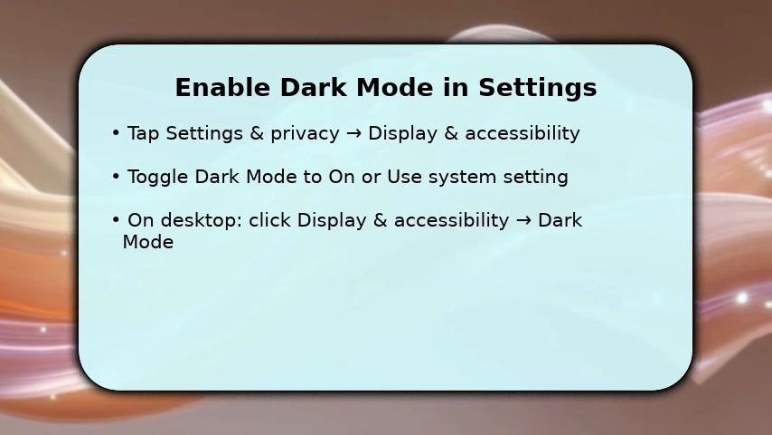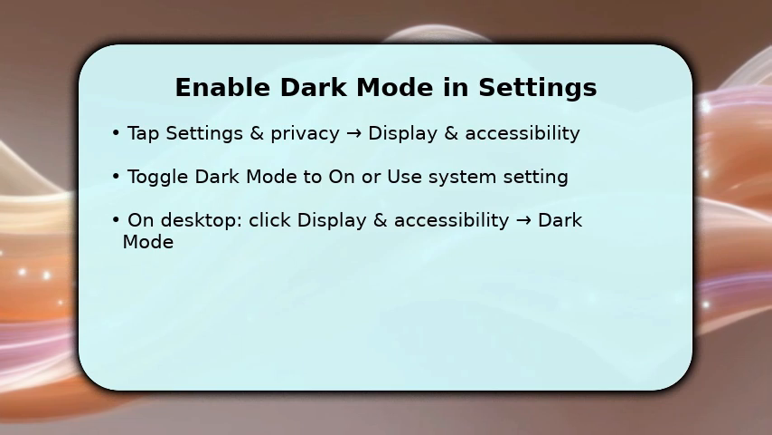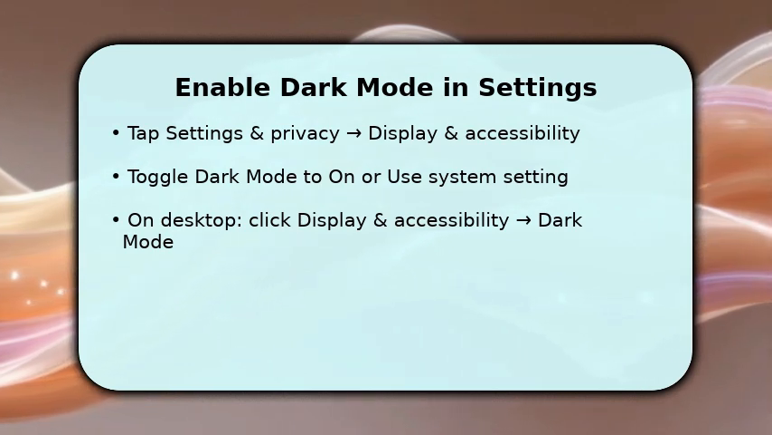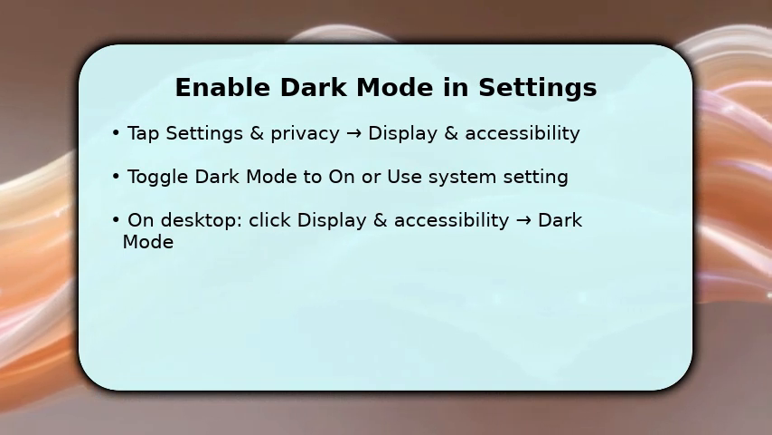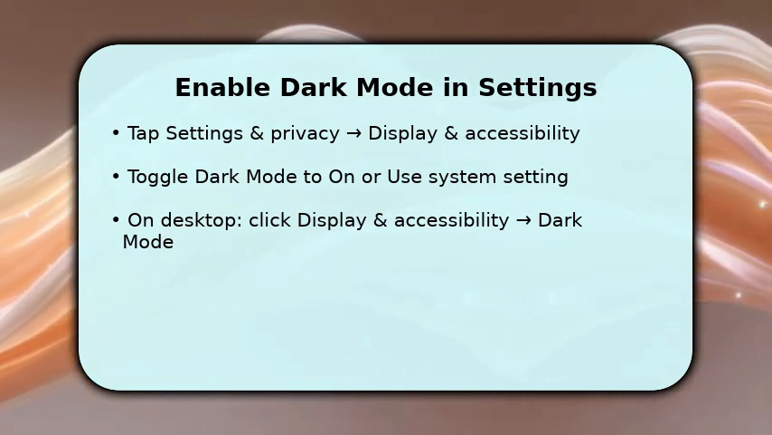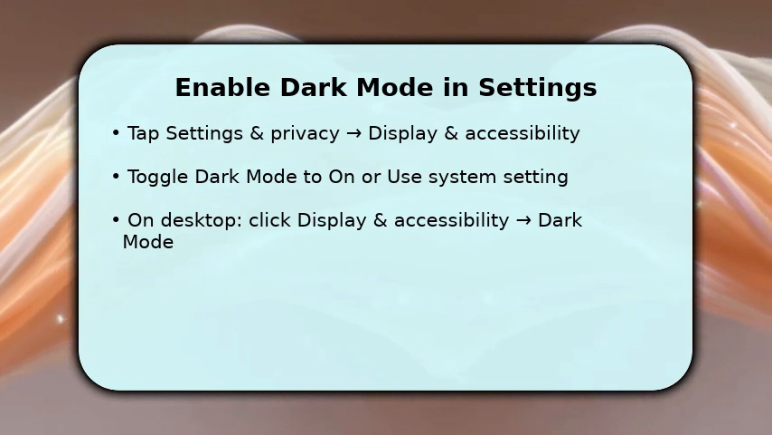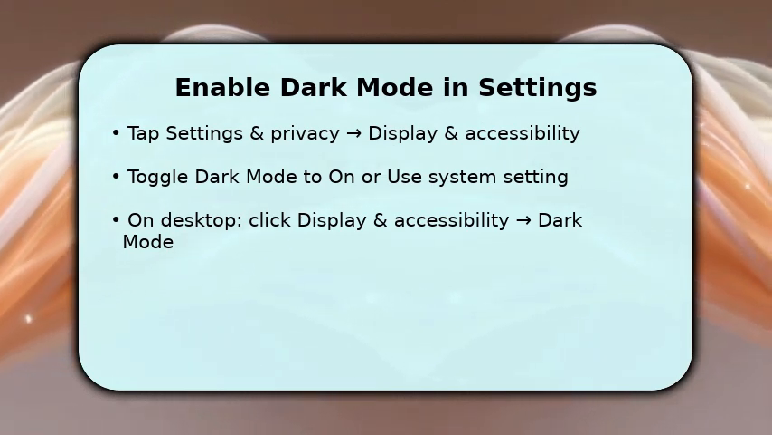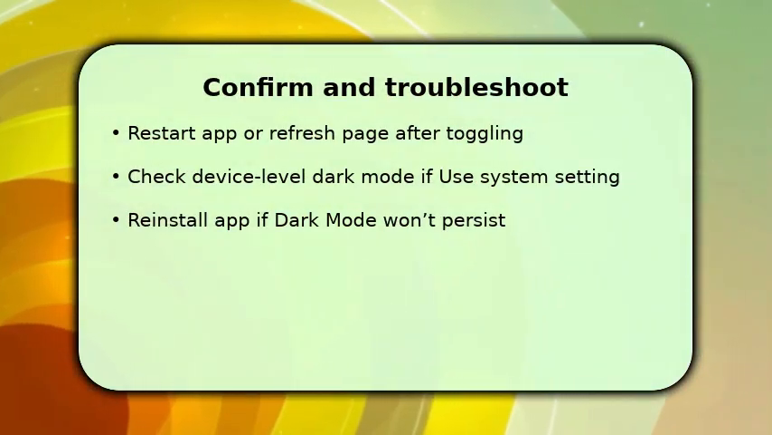On desktop, click the profile arrow, select Display and Accessibility, then toggle dark mode. Once switched, watch the app UI shift to darker colors, reducing glare. If you prefer automatic behavior, select Use System setting so Facebook follows your device's night mode. After toggling dark mode, confirm the change across core pages, home, profile, and settings to ensure consistency.